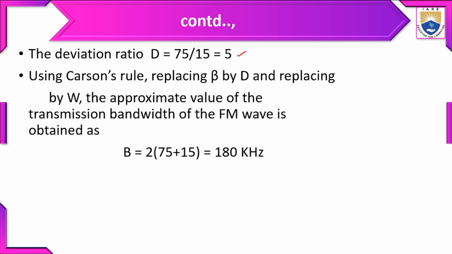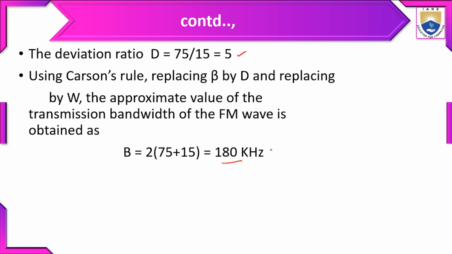So here using Carson's rule, replacing beta by D and replacing FM by W, the approximate value of the transmission bandwidth of the FM wave is this one. That is B is equal to 2 into 75 plus 15. So this is the bandwidth. So 2 into 75 plus 15, you got here 90. So 2 into 90, you got 190 kilohertz. Okay. So in this problem, they asked just the deviation ratio, D value, and they asked the bandwidth.